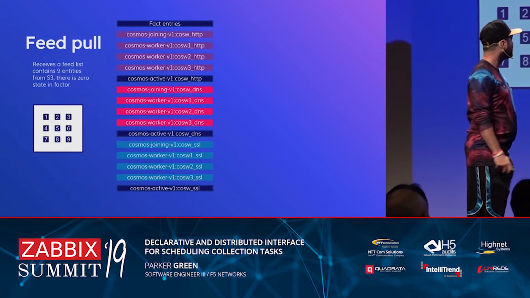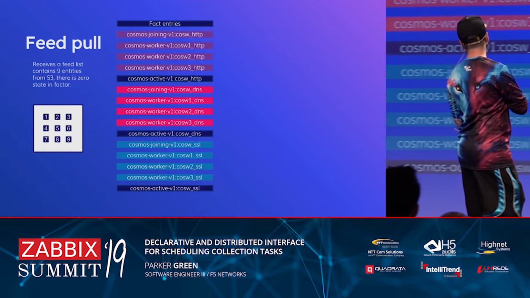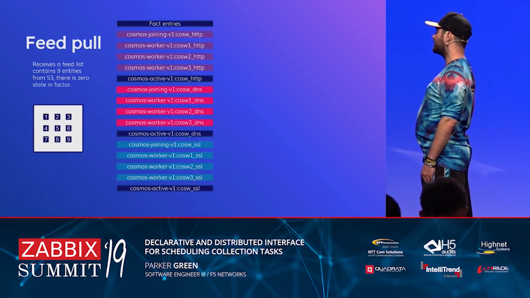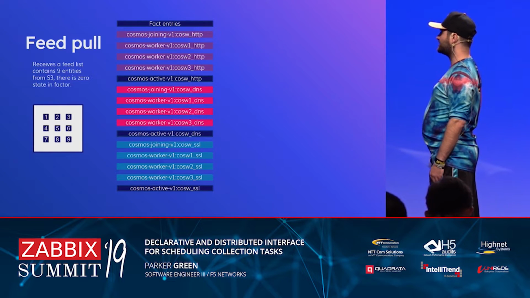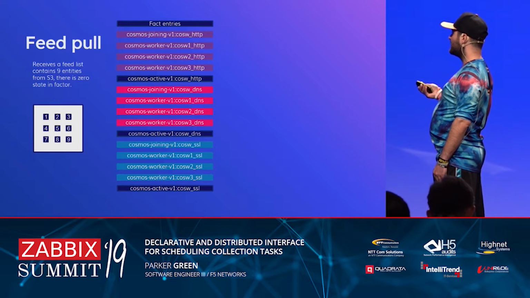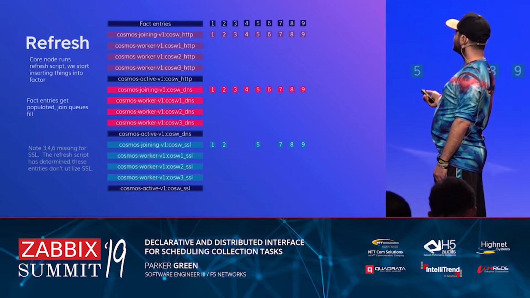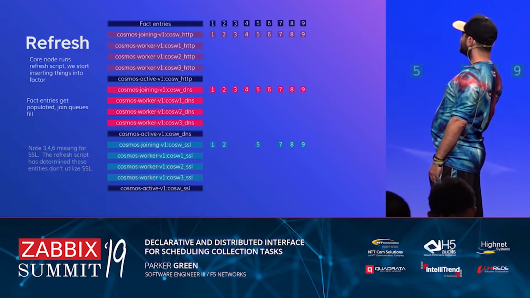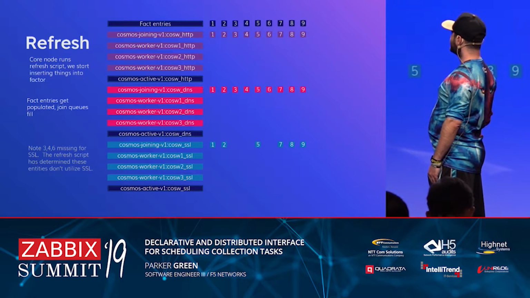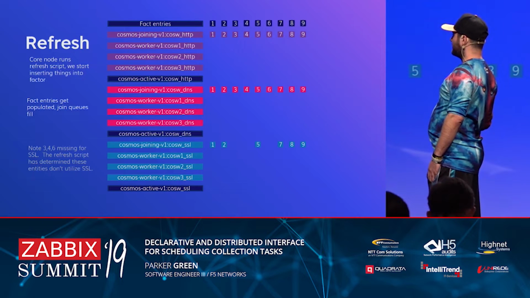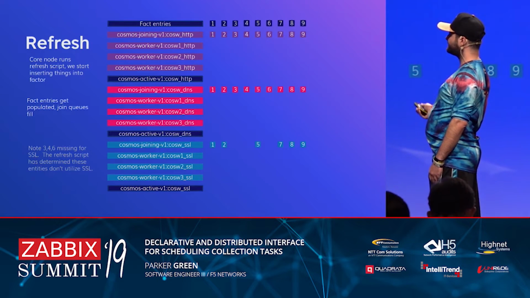So let's see, probably be best for me to be over here. This is what a Feedlist pull looks like. Say we have 9 entities that we're adding to the system, and we have 0 state up here. We'll pull those into the system. All of these fact entries are created, and they have a TTL, which is really important. And then these join queues are populated for the various tests that we have.